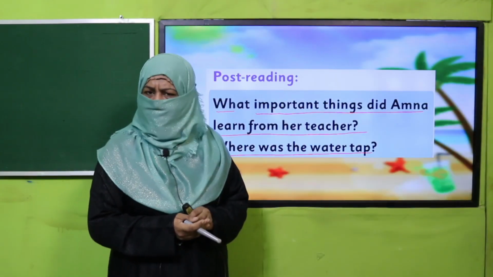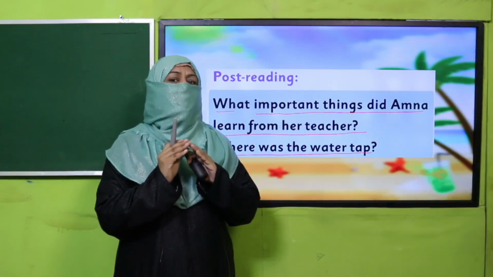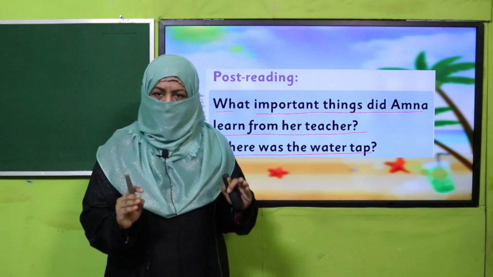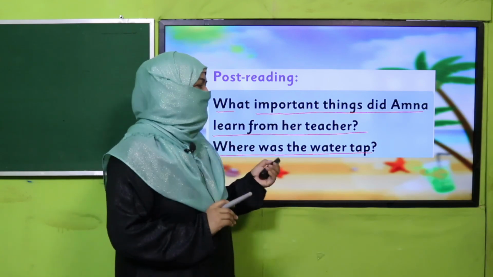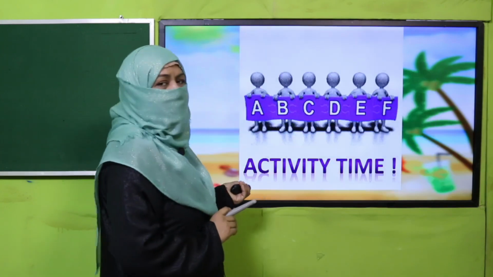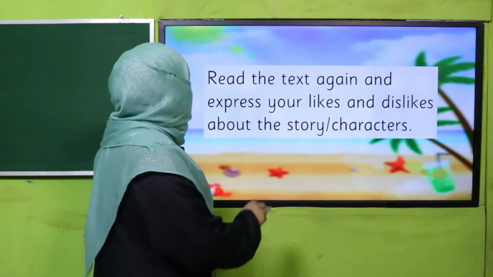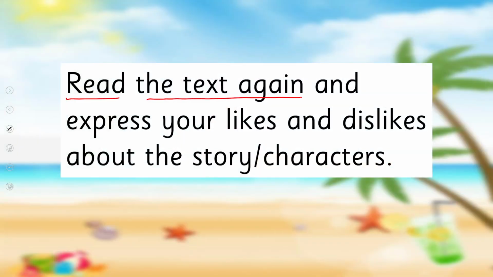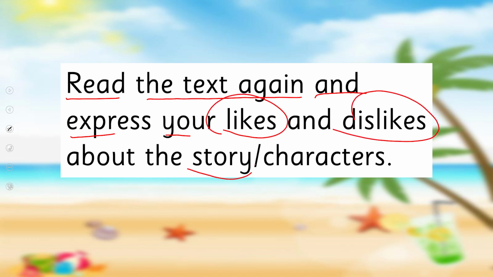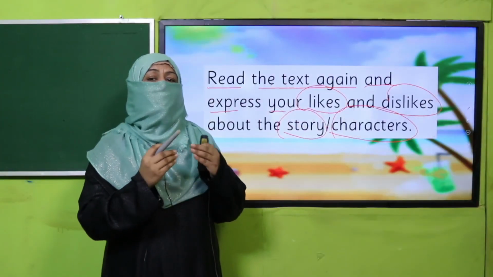Yes, my dear children, are you done with it? Now, I hope you have read the story thoroughly. I'm going to ask you a few things through an activity. What are we going to do? Read the text again. Now you can read by yourself, okay? And express your likes and dislikes about the story and characters. So how many characters were there? Miss Safia and Amina. So what did you like about them?